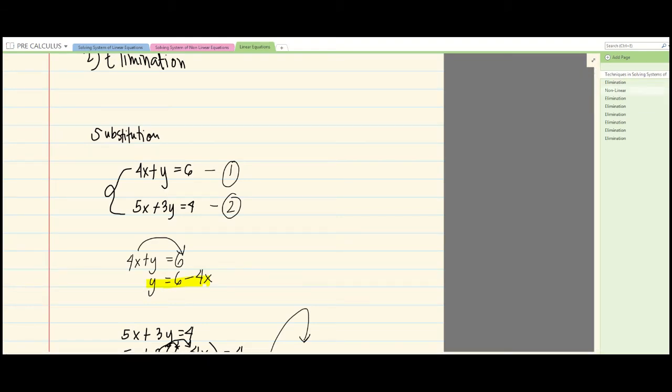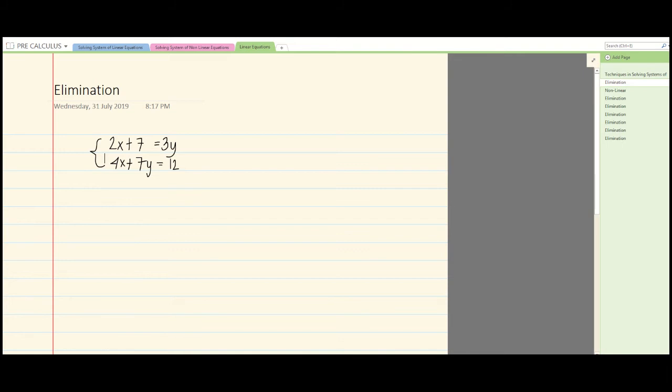Next is elimination. We have here an example of elimination. 2x plus 7 equals 3y. We will try to solve it through elimination. So we name it again as equation 1 and this is equation 2.